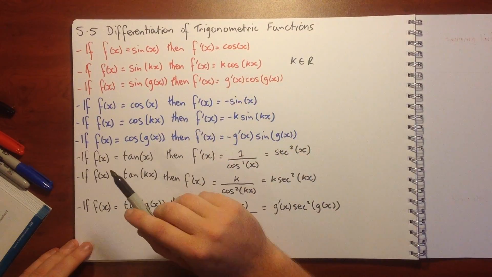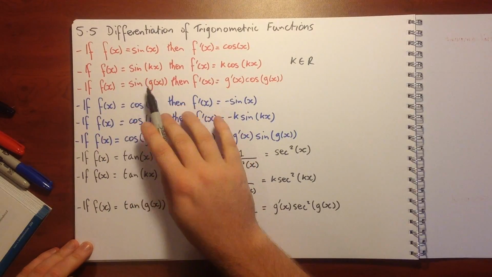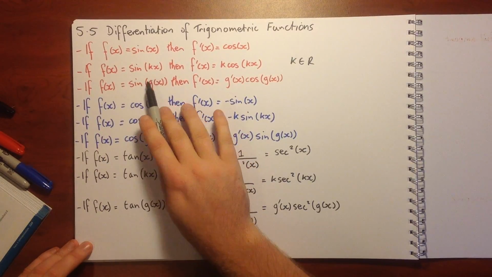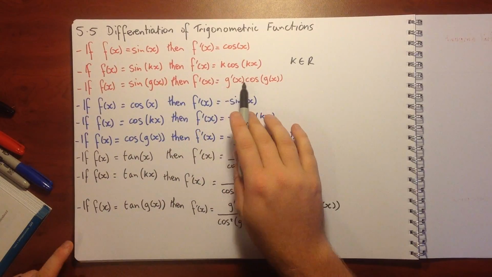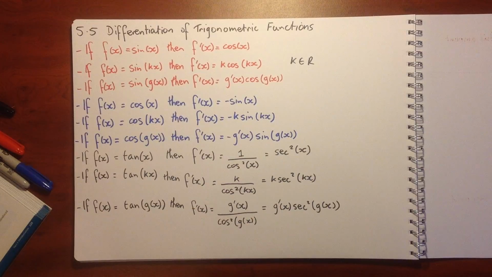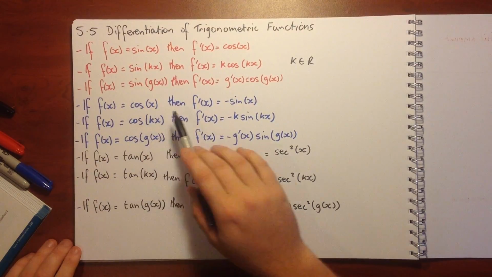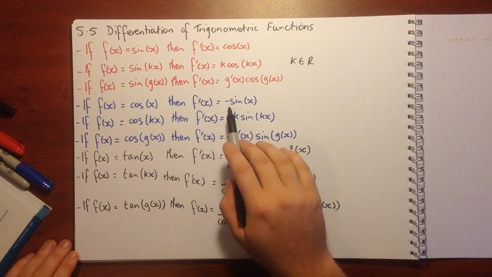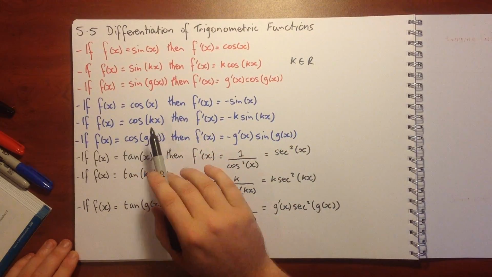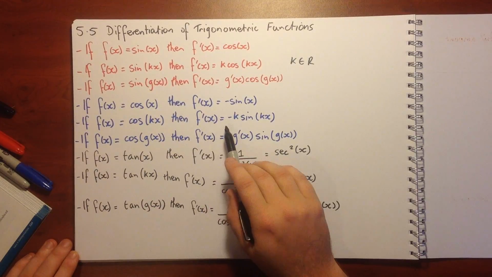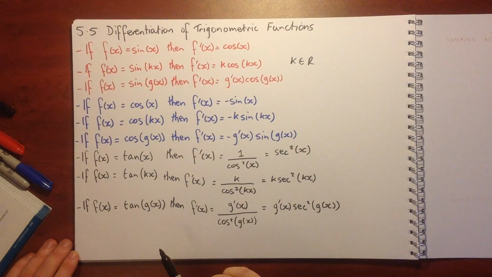out the front. If we have f of x equals sine of g of x, so we've got a more complicated function inside our sine function, then f dash of x equals g dash of x cos of g of x. If we have f of x equals cos of x, then f dash of x equals minus sine of x. If we have f of x equals cos of kx, then f dash of x equals negative k sine of kx. So again, our constant just comes out the front.